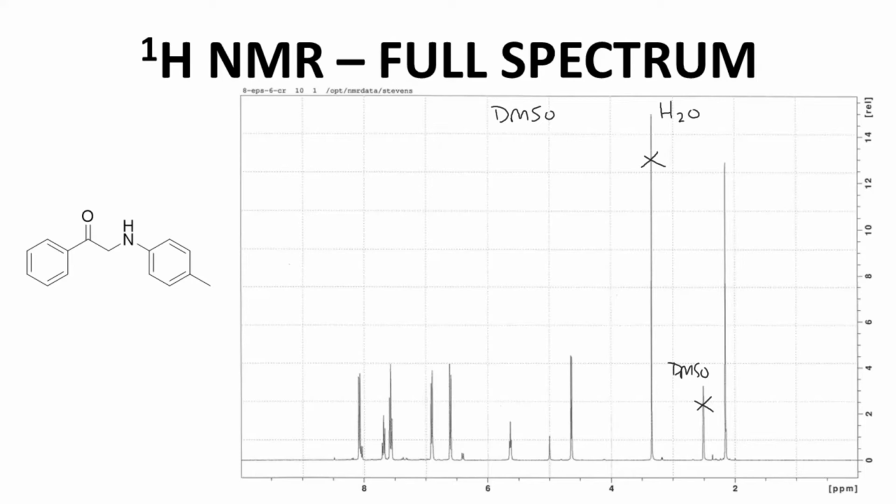Now, let's look at the rest of the spectrum, just a broad overview of the full spectrum. What I tend to look for in an NMR spectrum, I look for peaks that are kind of small because those are typically your impurities.